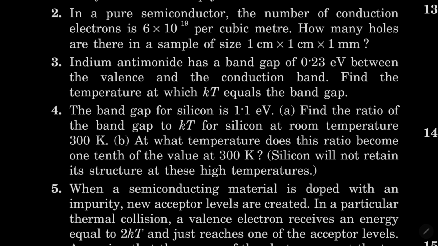In question 4, the band gap for silicon is 1.1 eV. We need to find the ratio of band gap to kT for silicon at room temperature 300 Kelvin. And at what temperature does this ratio become 1/10 of the value which is at 300 Kelvin.